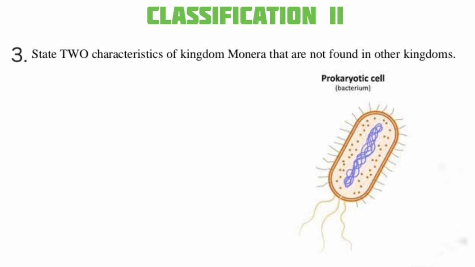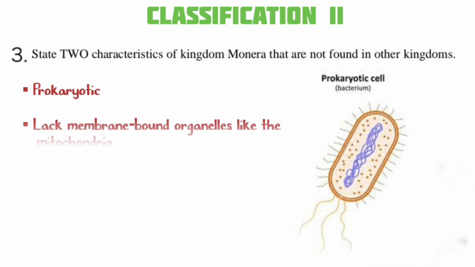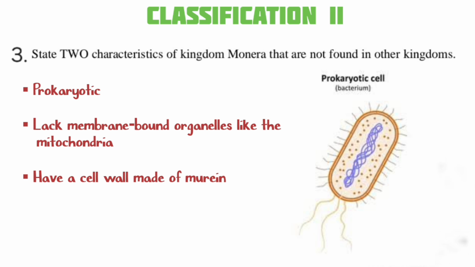So we have 3. Number 1, they are prokaryotic. This is actually the most fundamental and defining characteristic of bacteria. So bacteria are the only organisms whose cells have genetic material that is not surrounded by a membrane. All the other 4 kingdoms are eukaryotic. Eukaryotic means that the nuclear material is surrounded by a membrane. For example, in our case, we have the nucleus surrounded by the nuclear membrane. Bacteria lack a nuclear membrane, and therefore are referred to as prokaryotic.